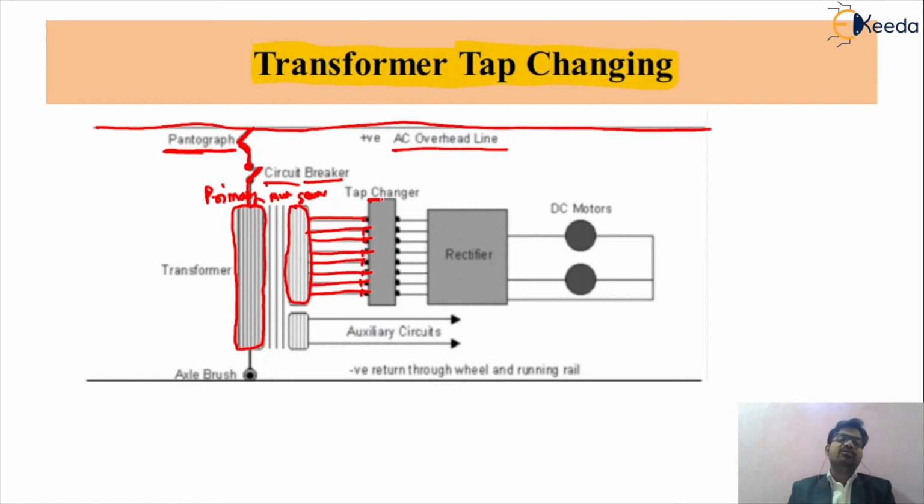This is the device which will be called a tap changer. What is the purpose of the tap changer? It can change the value of the voltage according to our requirement. So we are getting the AC supply. The auxiliary circuits are required for the different AC systems that will be used for lighting, some systems such as fans, and some for air conditioning. These auxiliary circuits are connected to that particular circuit.